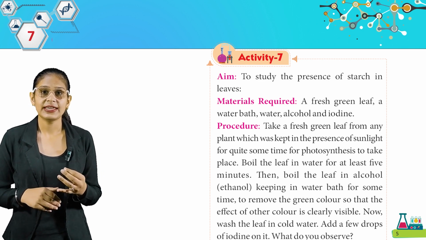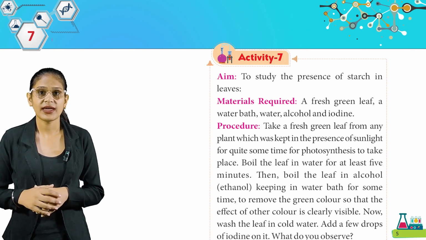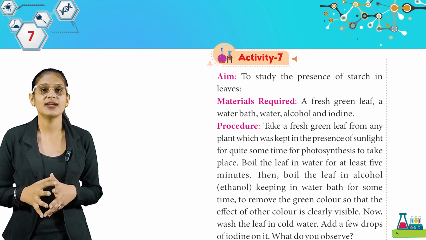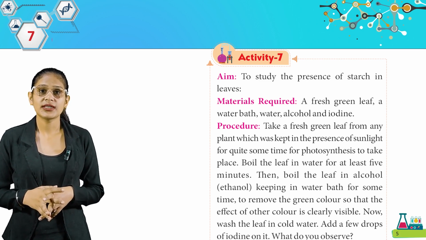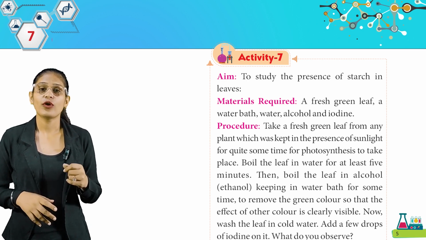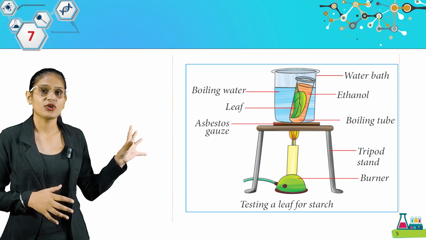Then boil the leaf in alcohol, ethanol, keeping it in a water bath for some time to remove the green color so that the effect of the color is clearly visible. Now wash the leaf in cold water and add a few drops of iodine on it. What do you observe? Look at this picture. That's how you have to set up your setup.